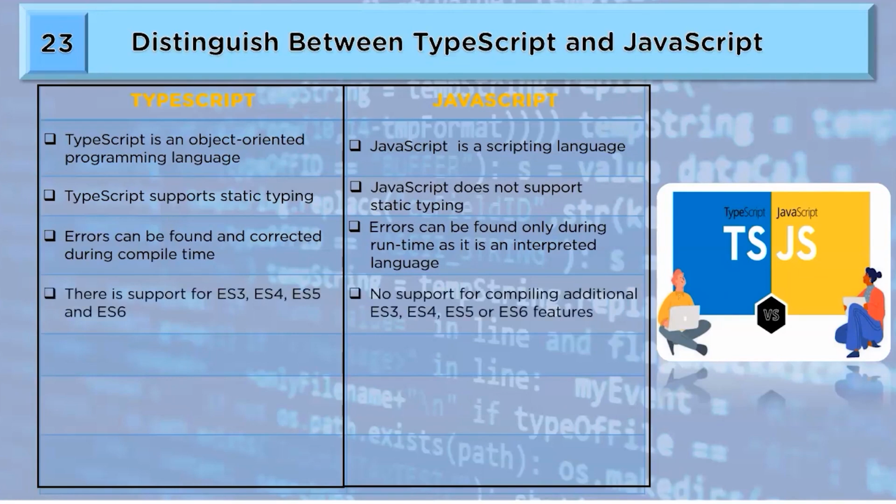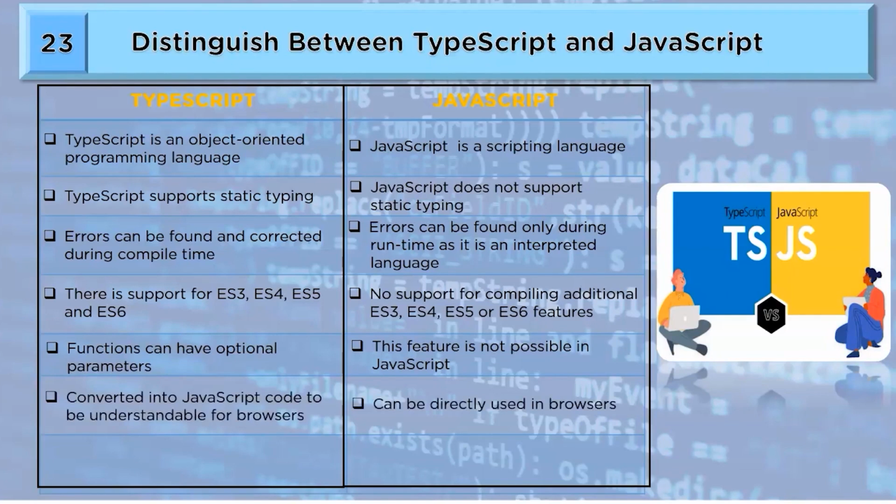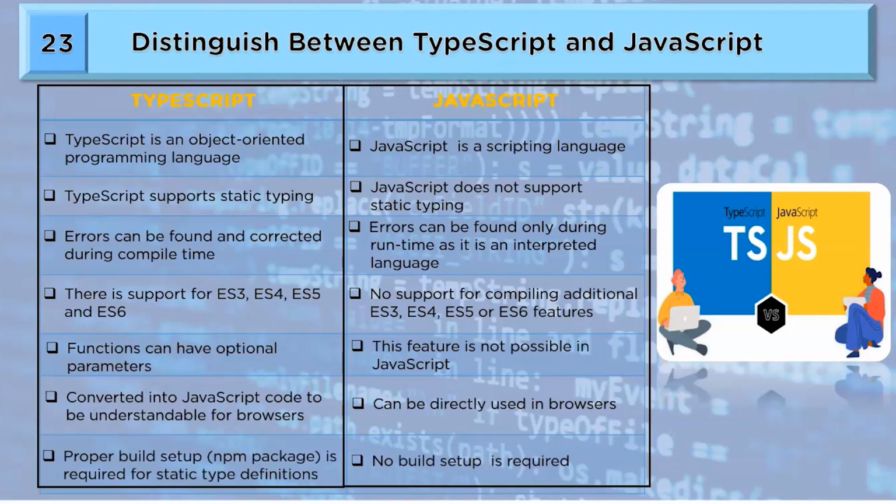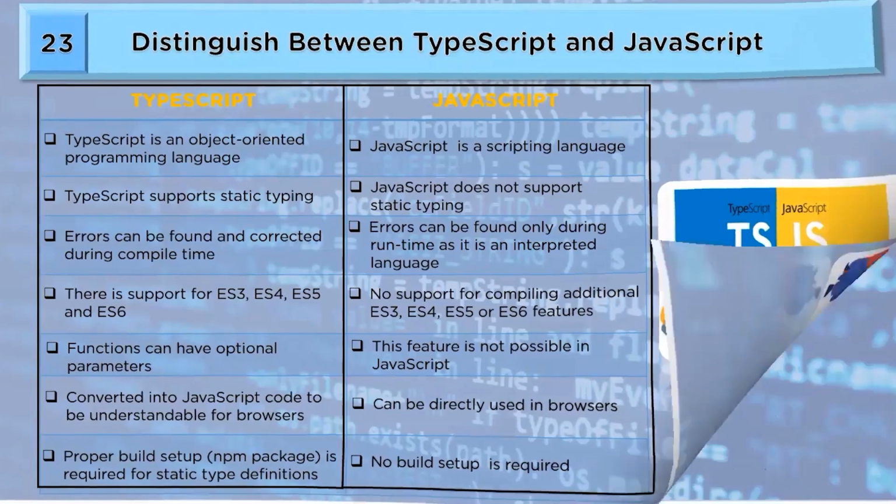There is support for ES3, ES4, 5, and 6 in TypeScript, whereas in JavaScript, no support for compiling. In TypeScript, functions can have optional parameters, whereas in JavaScript, this is not possible. In TypeScript, code is converted into JavaScript to be understandable for browsers. JavaScript can be directly used in browsers. TypeScript has proper build setup. Node package manager is required for static type definitions. No build setup is required in JavaScript.